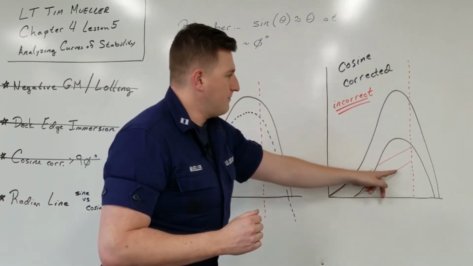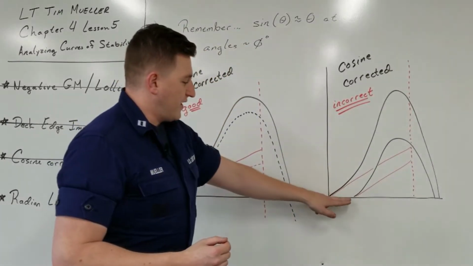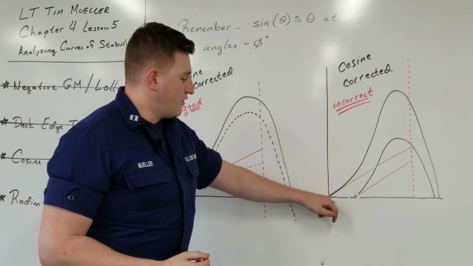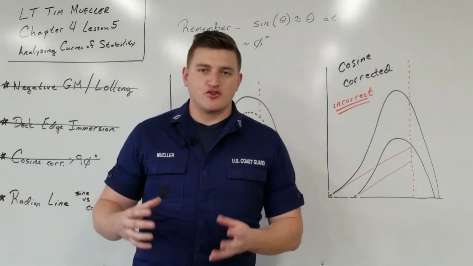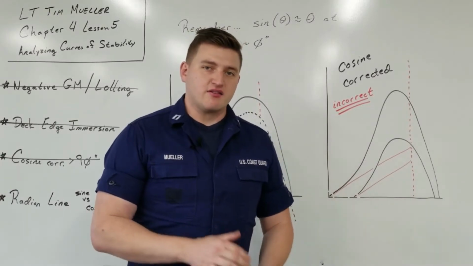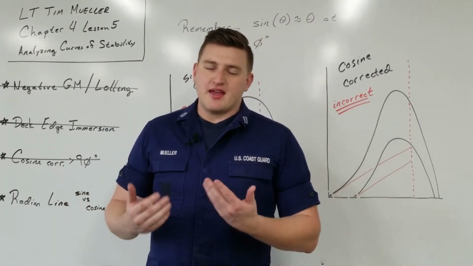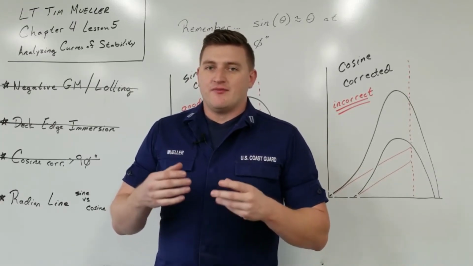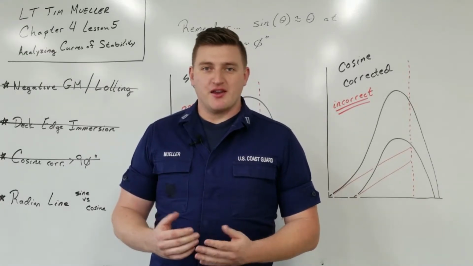this is an improper use of the radian line, because right here, this angle is nowhere near the origin. It's nowhere near 0 degrees. So for a cosine corrected curve, you cannot use the radian line. For a sine corrected curve, you can. Now, does that mean that a ship that has an off-center center of gravity cannot have that radian line trick used? No, it doesn't. I'm going to show you here in a second.